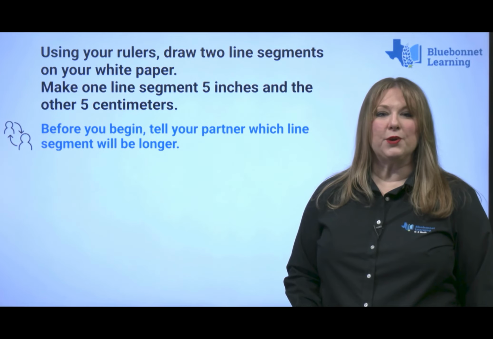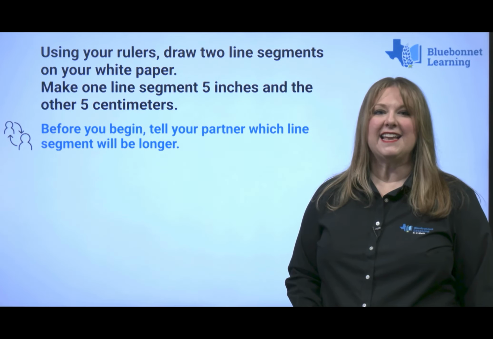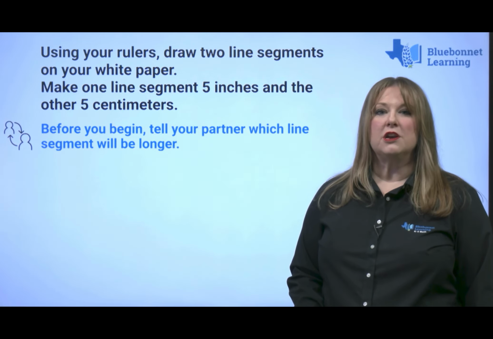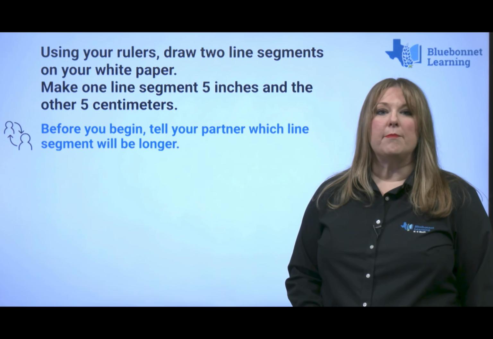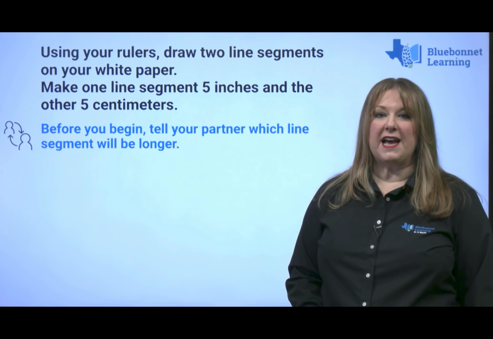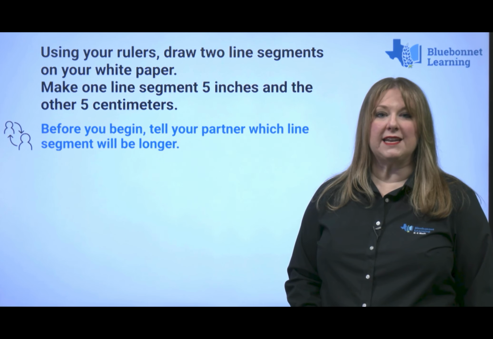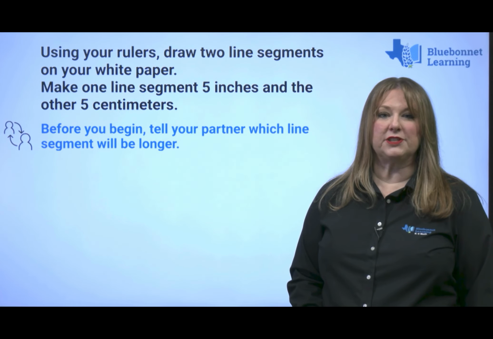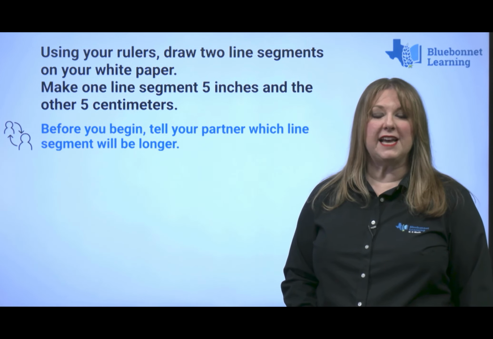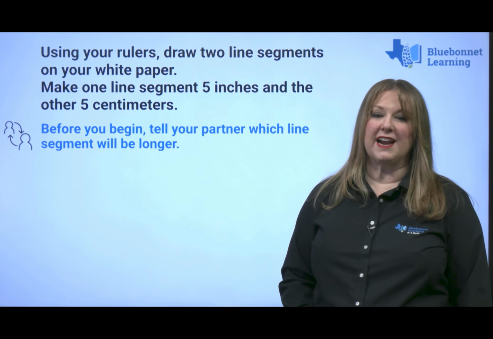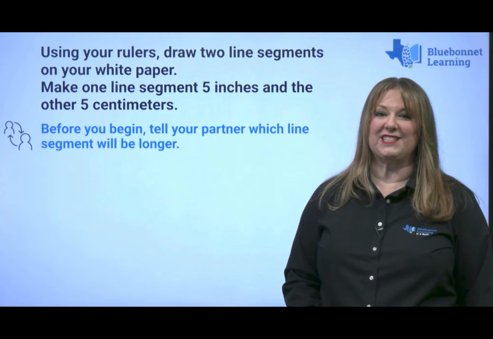Okay, get your white paper out again. Now, using your rulers, draw 2 line segments on your white paper. Make one line segment 5 inches and one 5 centimeters. But before you begin, tell your partner which line segment will be longer. Tell them why you think that too.